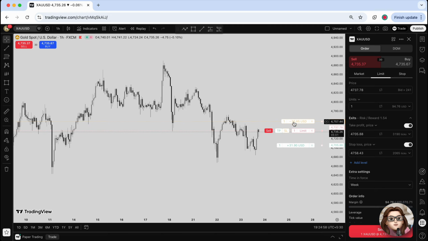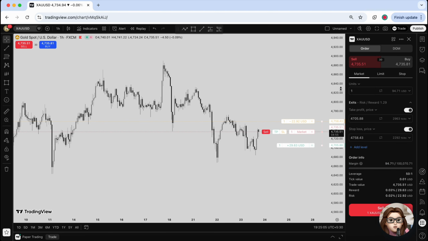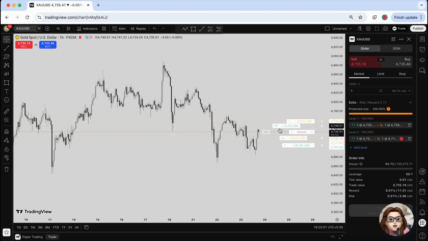You can track your trade on the chart and see how price reacts to your stop loss and take profit levels. That's it. Now you know how to set stop loss and take profit in TradingView.